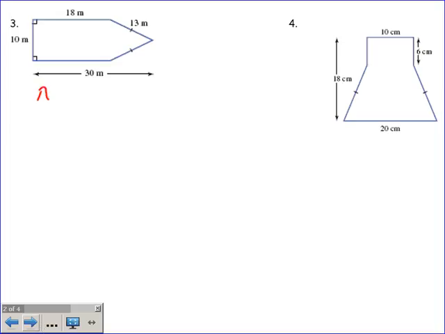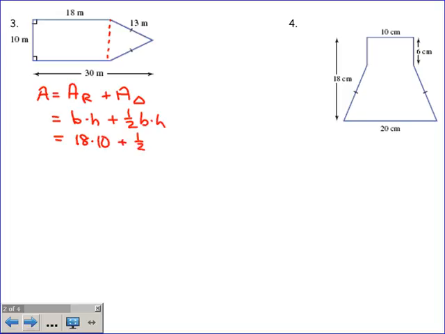Hopefully your game plan for this looks something like this: you'll find the area of a rectangle plus the area of a triangle. Area of the rectangle is going to be base times height. The area of the triangle is going to be 1/2 base times height. Now, the base and the height here stand for the base and the height of the rectangle. So what's the base of the rectangle? 18. What's the height of the rectangle? 10, okay? Now, if you mix those up, if you said 10 times 18, that's fine too. That does work.